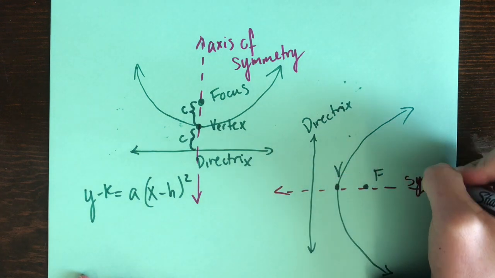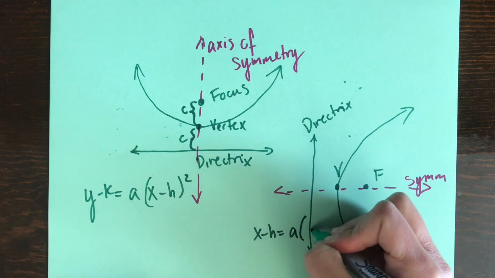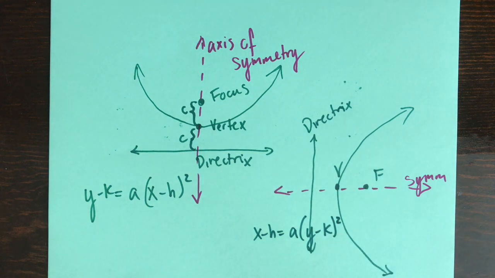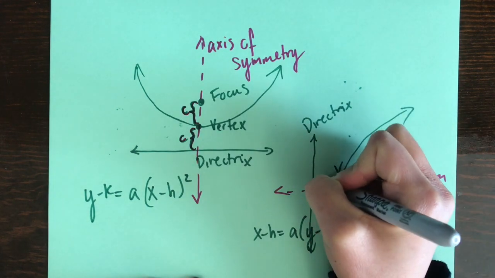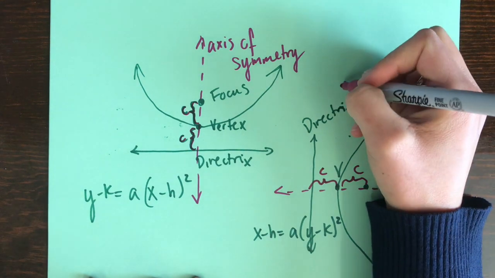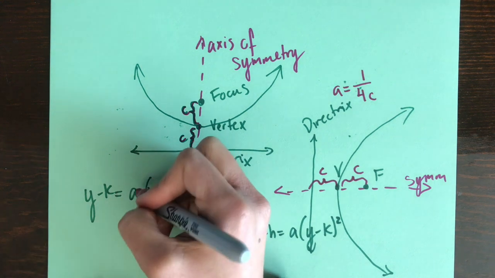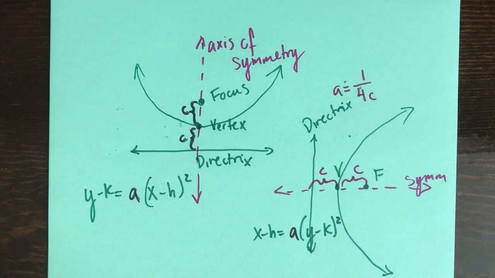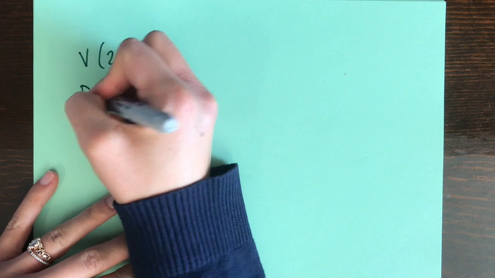We might also have a horizontal parabola, which would look like this. In this case, I have an axis of symmetry that's going to be horizontal. My directrix will be vertical, and I'll be using the equation x minus h is equal to a times (y minus k) squared. Again, I have these c values, which are just the distances between the directrix and the vertex and the focus. And a is always going to be equal to 1 over 4c. We're going to be ignoring the sign of a in order to figure out what c is, but we'll go off our picture to figure out what the signs should be.